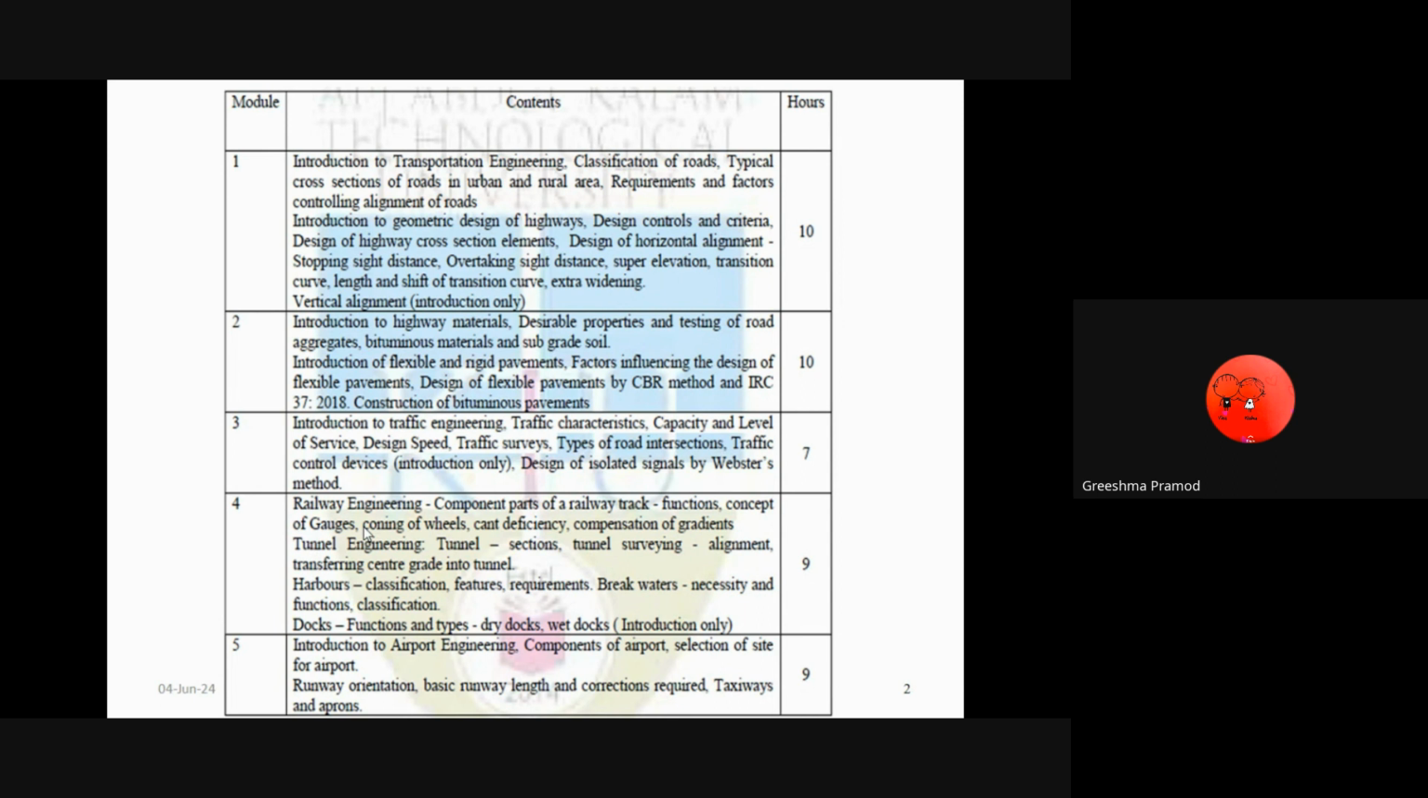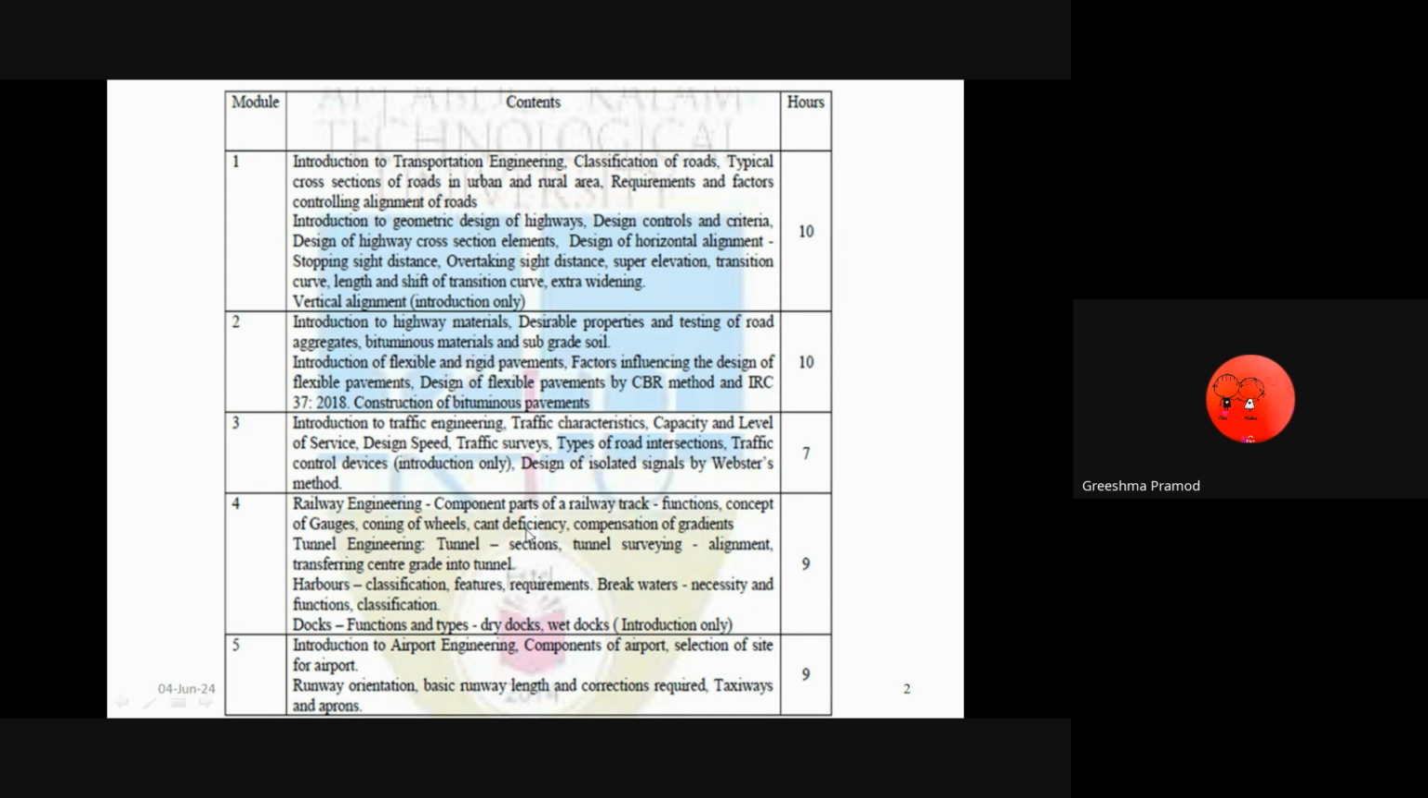Then the concept of the gauges. What is the necessity or the uniformity of gauges in the Indian railways, that can be asked. What is coning of wheels? What are its purpose and what are its advantages, that you need to write. Then the compensation of gradients. In gradient, what are the types of gradients, or problems can be asked. Mostly the problems are being asked these times.